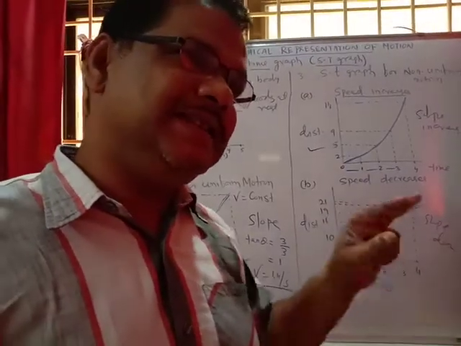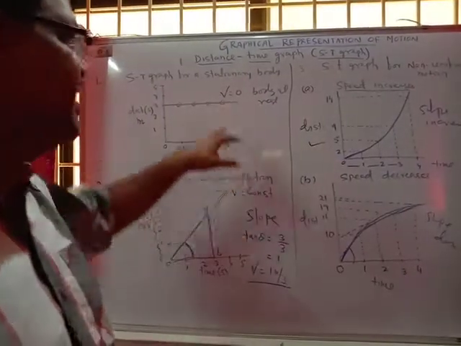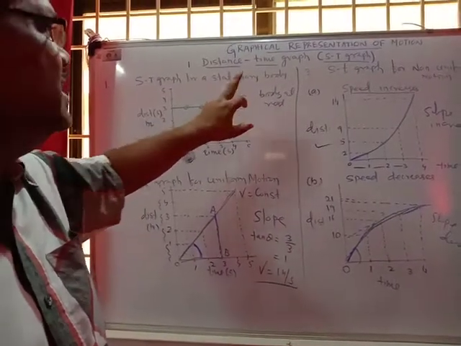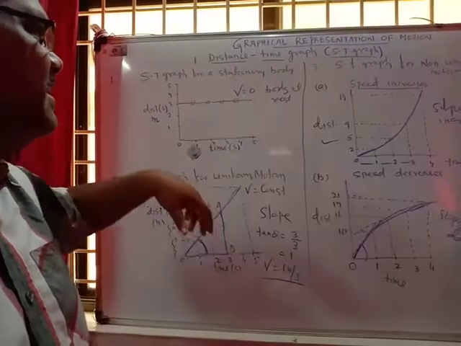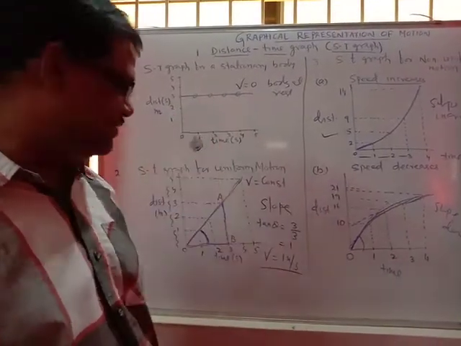The object is as it is. The distance gap becomes 0. In this case, the speed of the body becomes 0. The object is at rest. The body is at rest. So whenever the body is at rest, the distance time graph becomes a straight line parallel to the time axis.